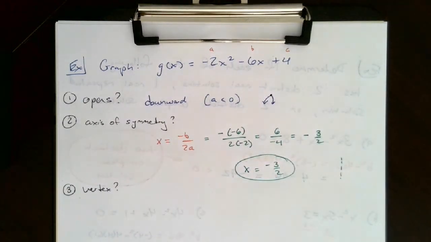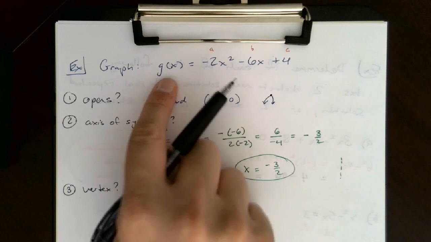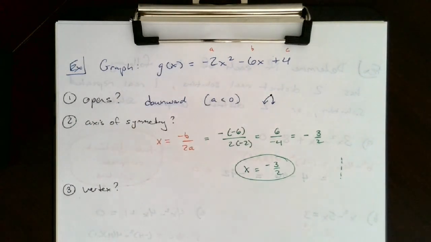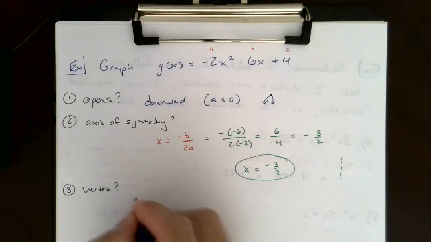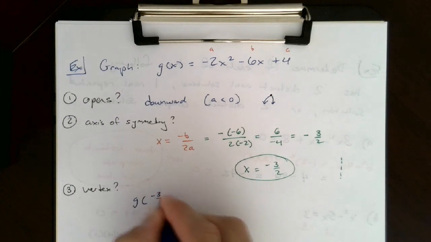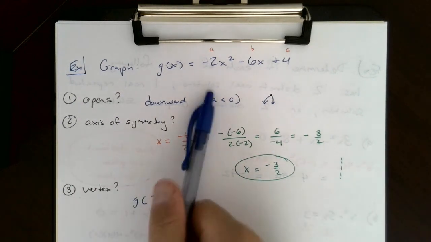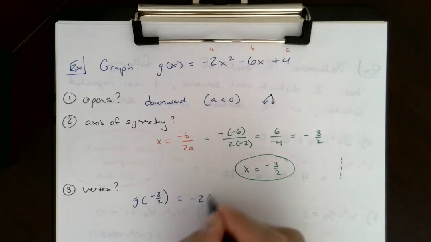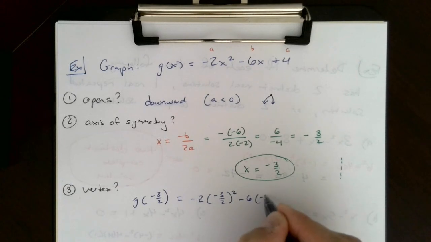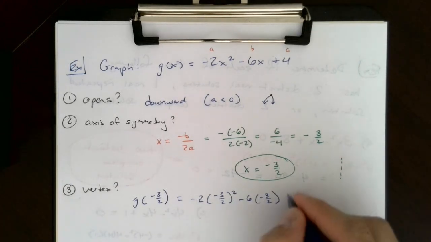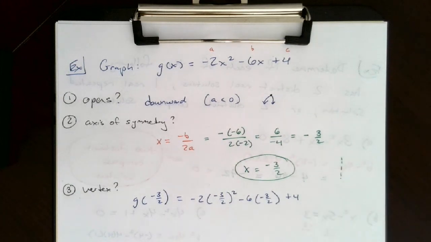To find the y value, we substitute x into g of x, our function, to get the y value that goes with it. So we're really looking for g of -3/2. And that means we're substituting into our original function. So we have -2 times (-3/2) quantity squared, minus 6 times -3/2 plus 4. Then we'll simplify this.